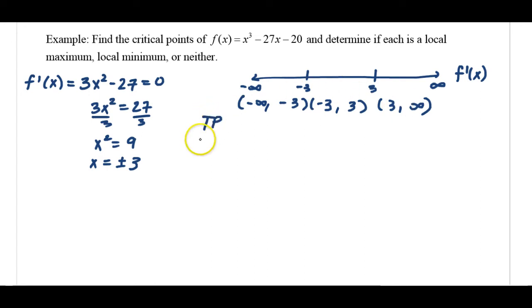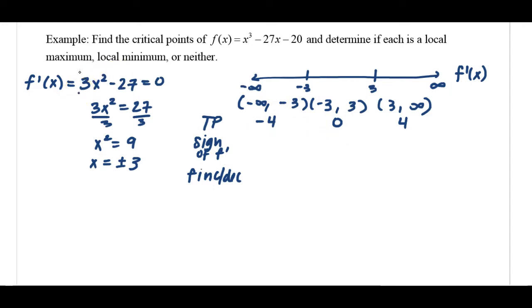So we need to pick our test point. We need to find the sign of f prime, and that will tell us whether f is increasing or decreasing on that interval. So my test points will be -4, 0, and 4. Those are the easiest ones I think to choose, although you can pick any number in each of these intervals. And now we want to decide whether f prime is positive or negative at each of these test values.